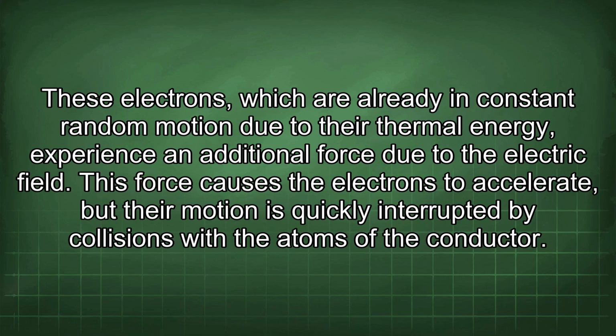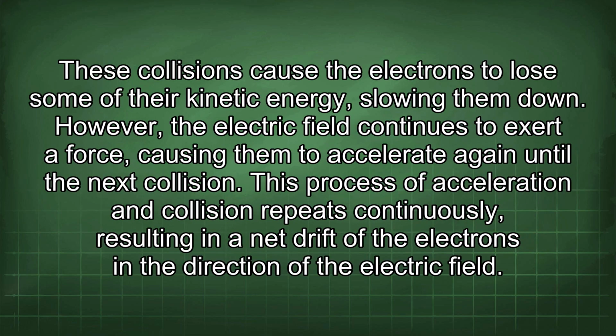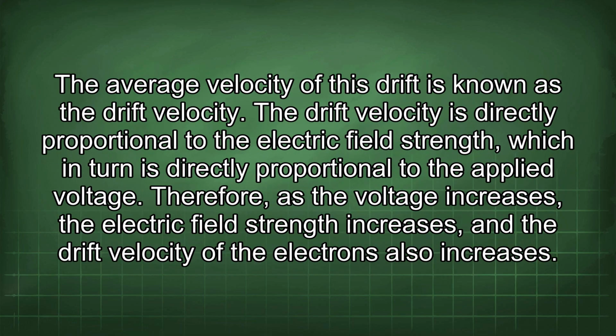These electrons, which are already in constant random motion due to their thermal energy, experience an additional force due to the electric field. This force causes the electrons to accelerate, but their motion is quickly interrupted by collisions with the atoms of the conductor. These collisions cause the electrons to lose some of their kinetic energy, slowing them down. However, the electric field continues to exert a force, causing them to accelerate again until the next collision. This process of acceleration and collision repeats continuously, resulting in a net drift of the electrons in the direction of the electric field. The average velocity of this drift is known as the drift velocity.